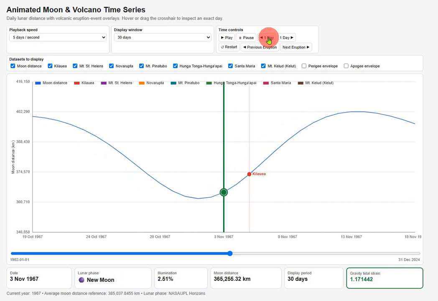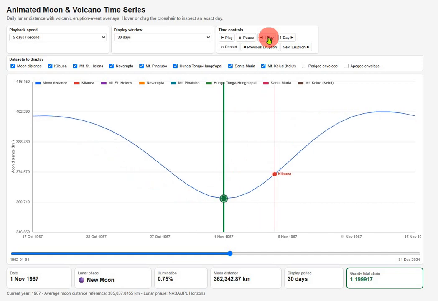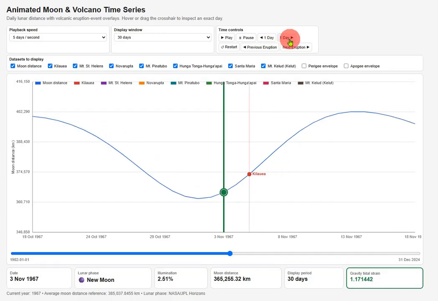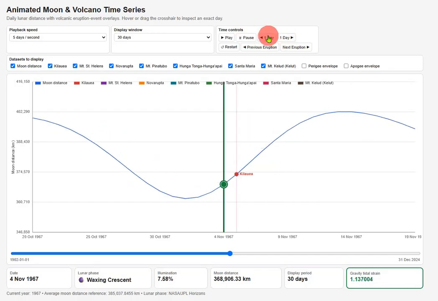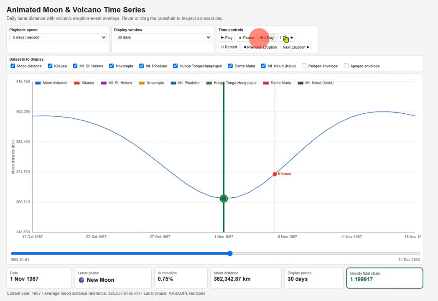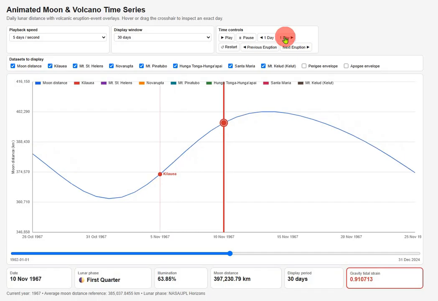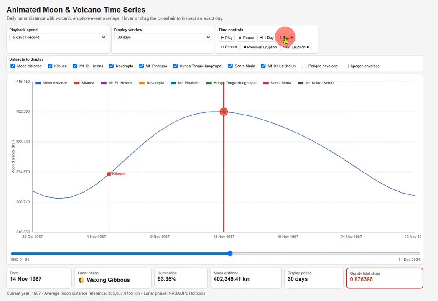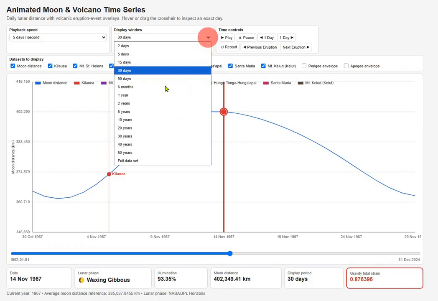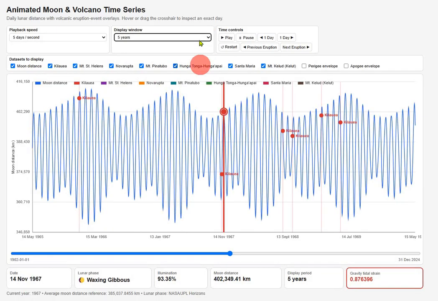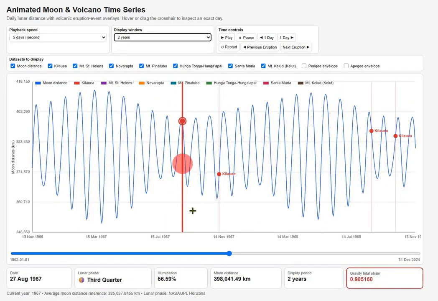1, 2, 3, 4 days. So this location is 4 days. When you look at this perigee to apogee, 1, 2, 3, 4, 5, 6, 7, 8, 9, 10, 11, 12, 13. So there's roughly, in this instance, 13 days where the moon is its closest and furthest from the Earth.